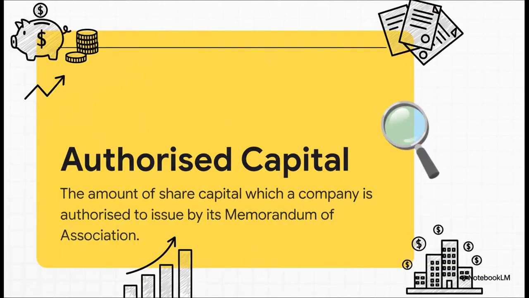This is very important. Authorized capital. This is the absolute maximum, the ceiling, the total amount of money the company is legally allowed to raise by selling its shares. This is written in its main document, the Memorandum of Association. So in our example, this is the full size of our treasure chest.